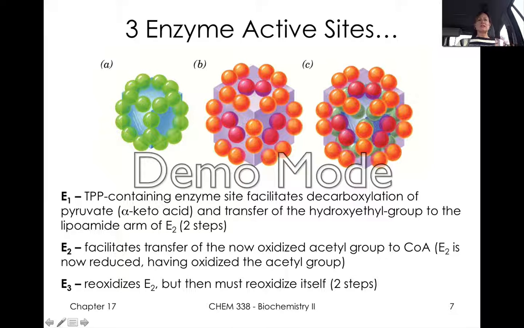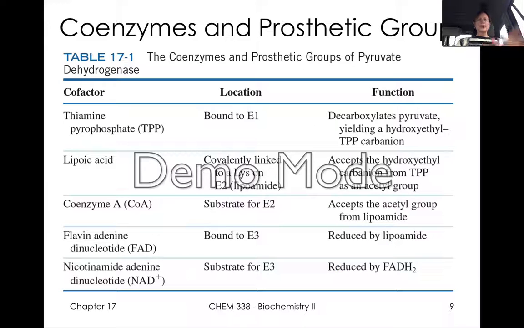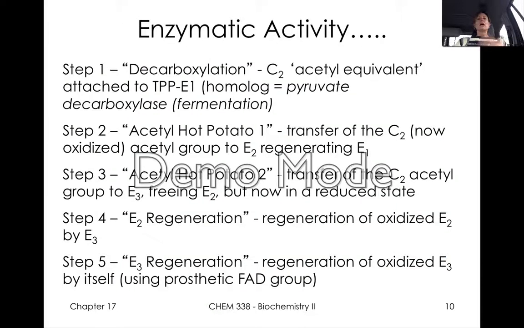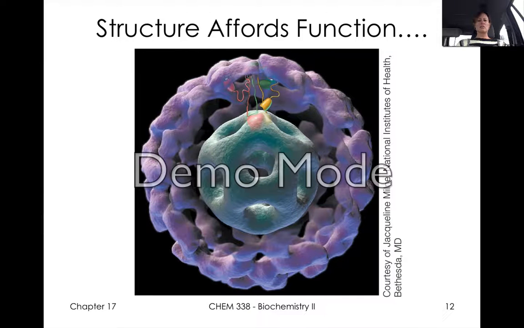Again, we'll get to the details of these different kinds of enzyme active sites in class. We'll role play the transfer of the acetyl group through these different complexes. Then we'll talk about the different important prosthetic groups and how many of them are vitamin B derivatives. Here's the structure of the pyruvate dehydrogenase multi-enzyme complex.